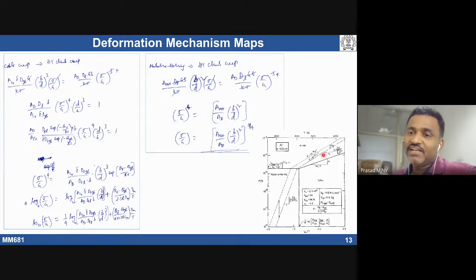That's why we are getting a linear line, having a slope of QL minus QGB by 4 into 0.3 times RTm. Similarly, Nabarro-Herring to high temperature climb: we rearrange them, and the temperature term gets cancelled because both of them are lattice diffusion. So there's no temperature dependence. That's why you're getting a constant sigma by G. Where these three curves intersect, that gives a common point. This is how people construct a simpler way of presenting the deformation mechanism map.